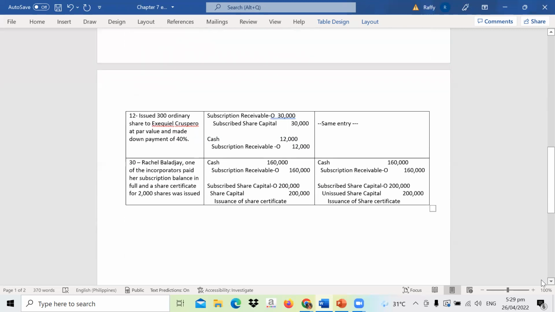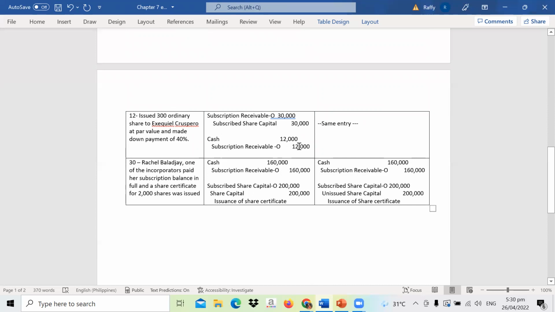Next, this is the September 12 transaction. Issued 300 ordinary shares to Execal Prospero at par value and received a down payment of 40%. As you can see, you will have the same entry. So the entry will be a debit to subscription receivable, 30,000. That's 300 ordinary shares times 100 par value. And then credit subscribed share capital, 30,000. And then for the down payment, which is 40%, you will debit cash, 12,000, and then credit subscription receivable, 12,000.